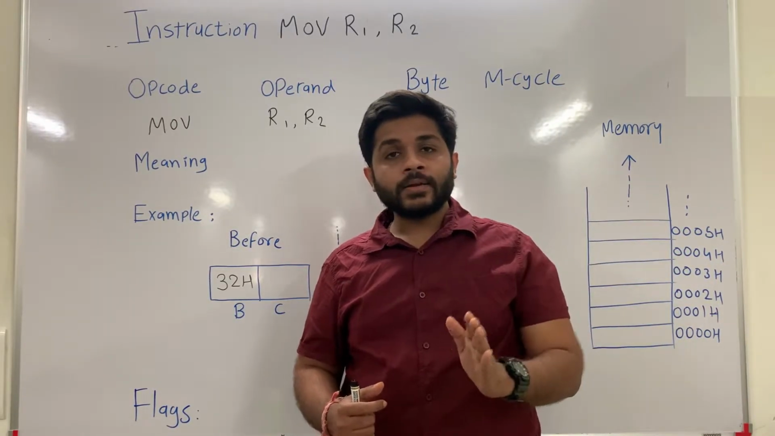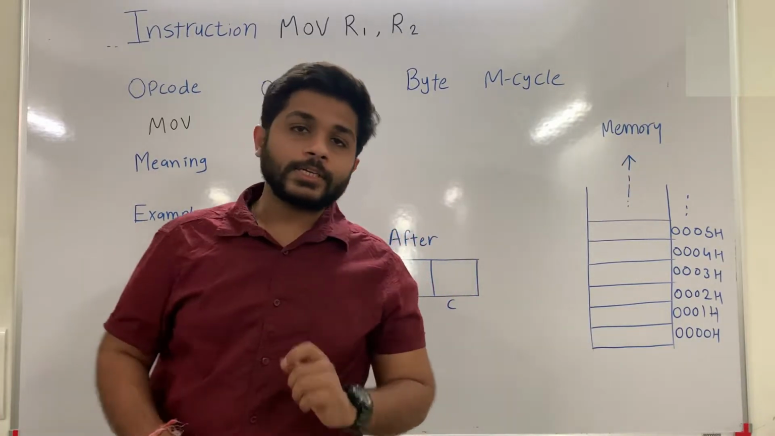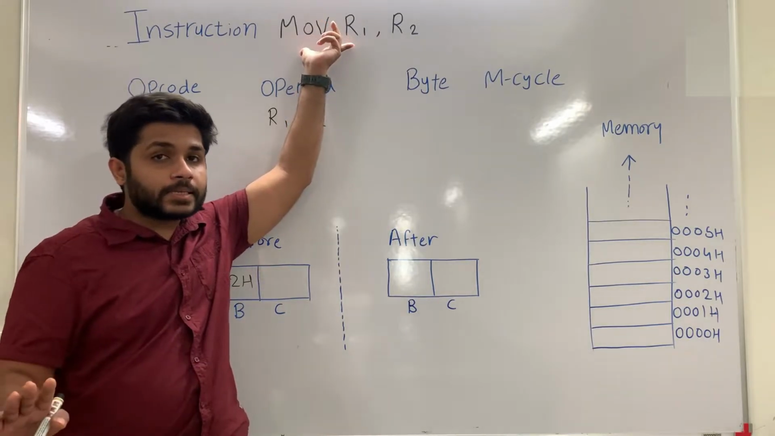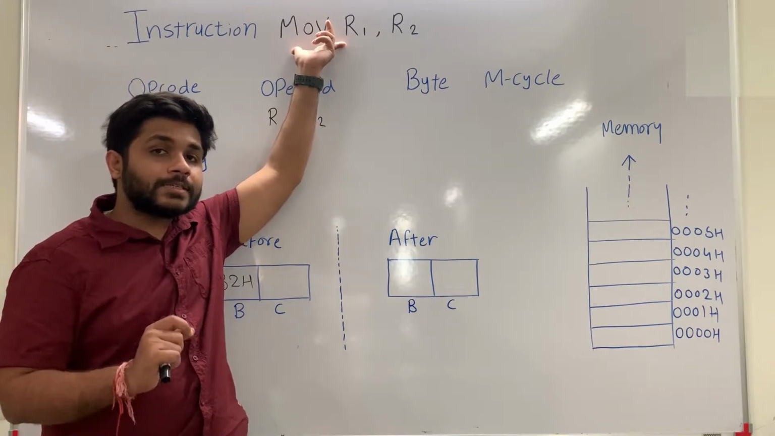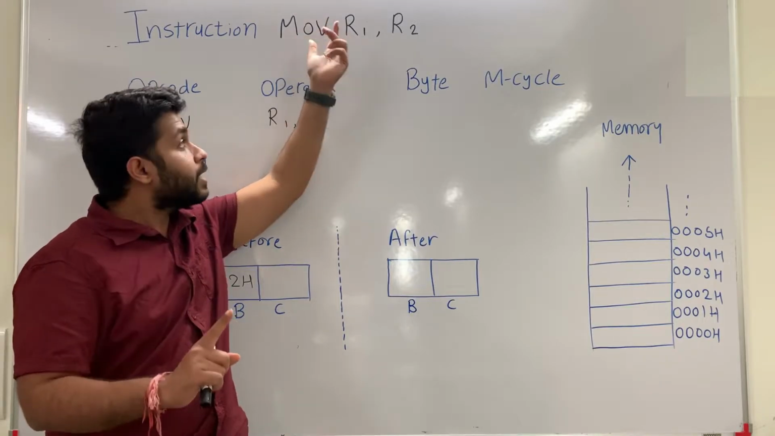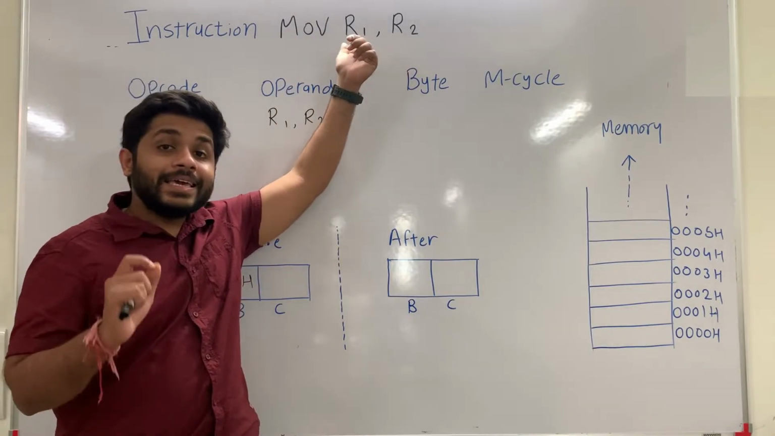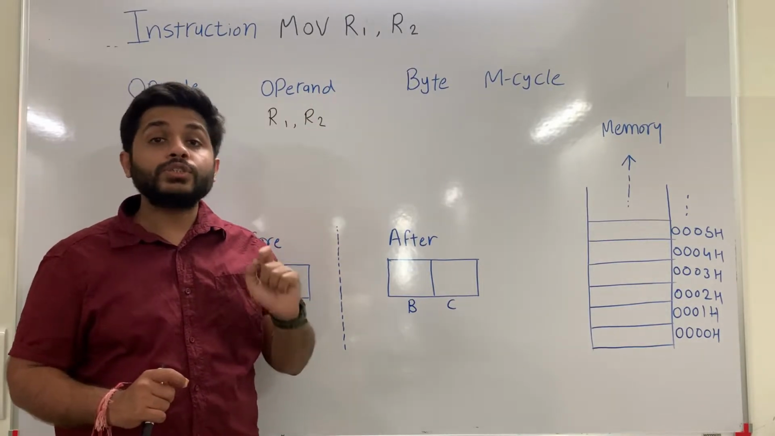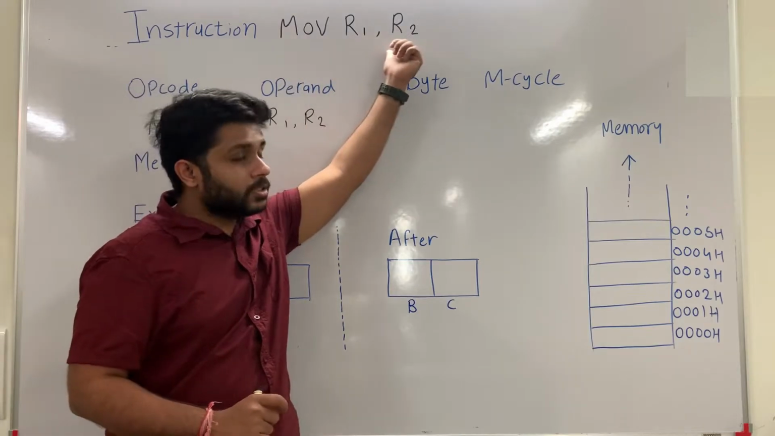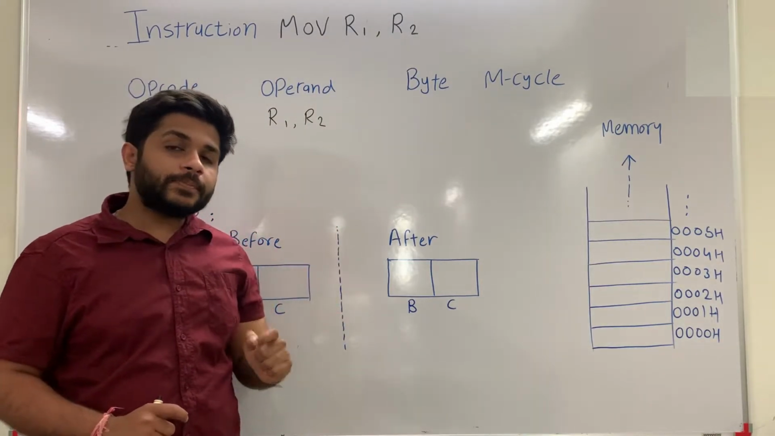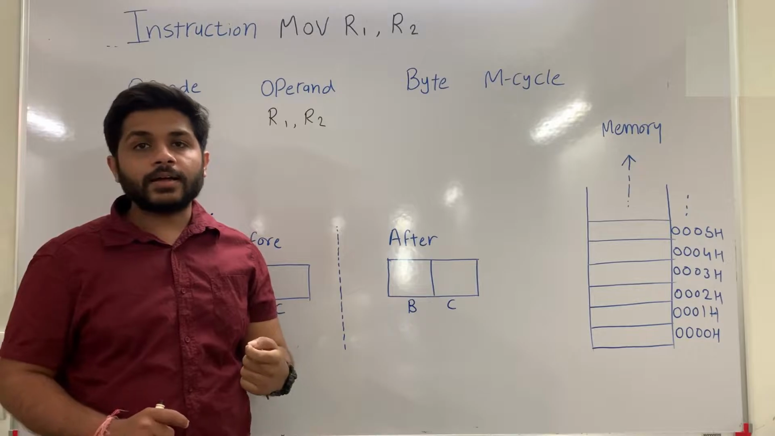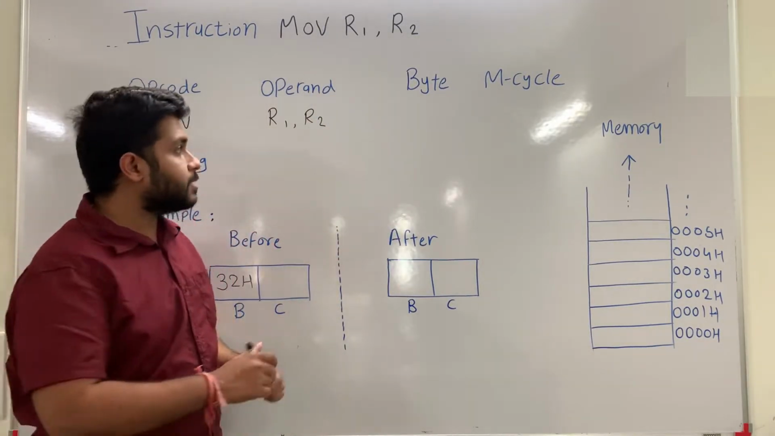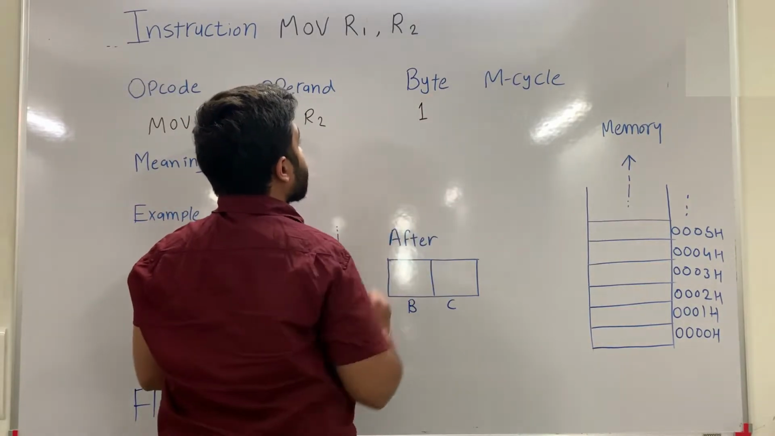To understand the size of the instruction, you have to notice the instruction. If in the instruction no data is present, it means that instruction is of 1 byte. If 8-bit data is present, it means the instruction is 2 byte. And if 16-bit data is present, it is considered as 3 byte. So right now in the instruction no data is present, it means this instruction is of 1 byte.